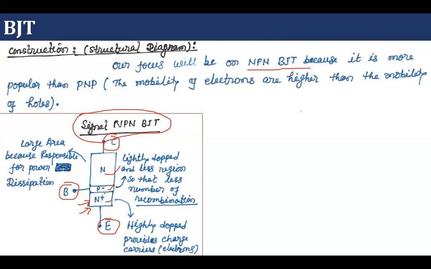The P is lightly doped. If it were highly doped or normally doped, or if its area were large, whatever electrons come from the emitter would all be consumed over here, because in a p-type semiconductor material the majority charge carriers are holes, so all the electrons would be consumed, and we would not have a current through the device. For that purpose we have a lightly doped and smallest-area region.